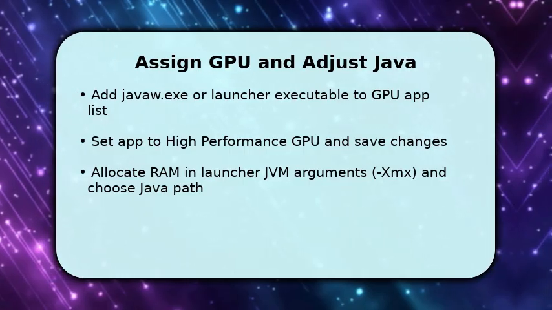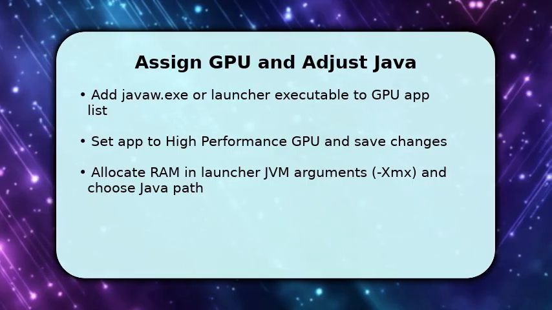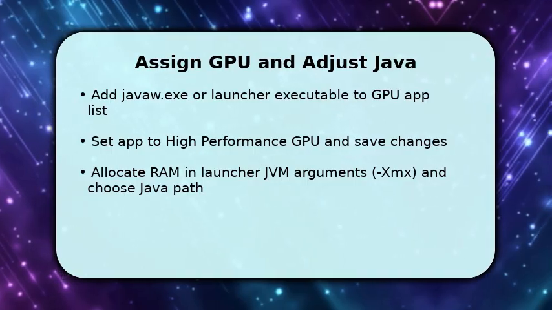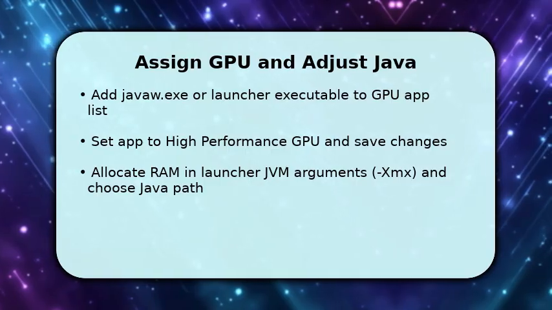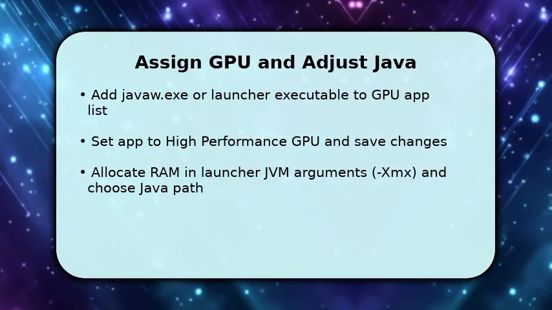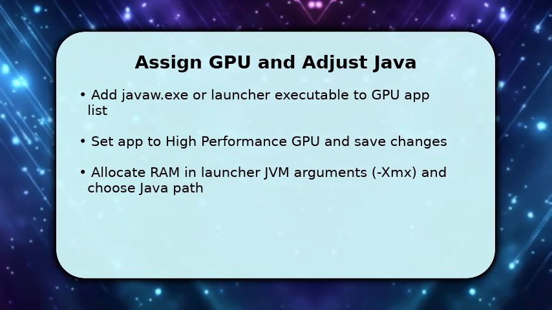Then open the Minecraft launcher settings, choose a specific Java executable if needed, and adjust JVM arguments to allocate appropriate RAM, for example, -Xmx4G. Make sure the allocated RAM matches system capacity, and save. These steps link Java's runtime with your GPU and optimize memory for smooth frames.